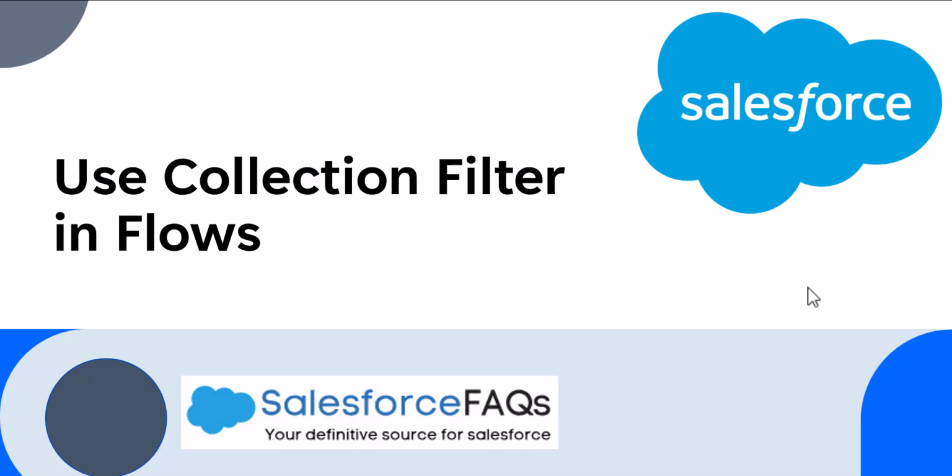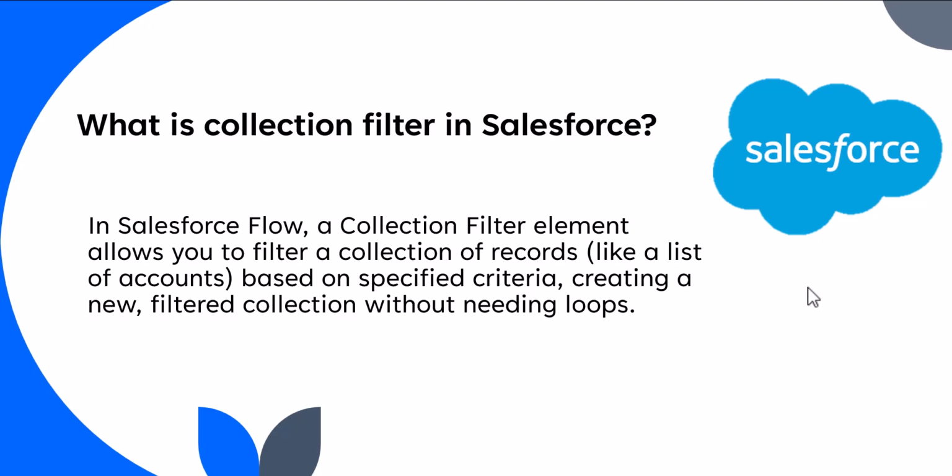First I will show you what the collection filter element in Salesforce Flow is. In Salesforce Flow, the collection filter element allows us to filter a collection of records. It can be a list of accounts, contacts, opportunities, or any of the custom object records. Here we have to define the criteria to filter the records, and after filtering the records, it will create a new collection of those records. And all of this is done without using the loop elements. When we use the loop element, it will iterate through each record, and meanwhile it will take a lot of time. Using the collection filter will be efficient because it is directly filtering those records without iterating through each of the records.